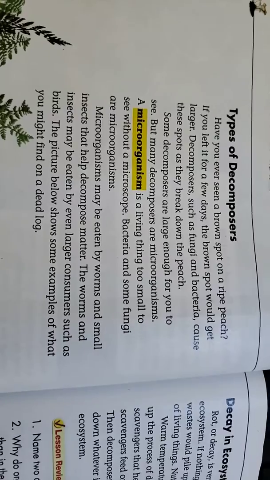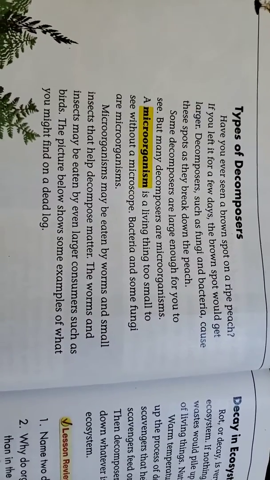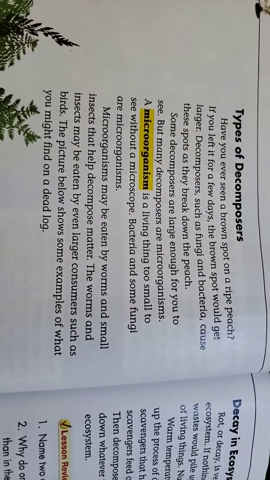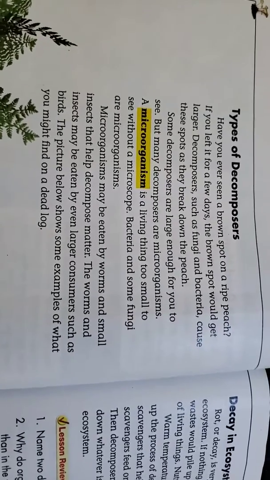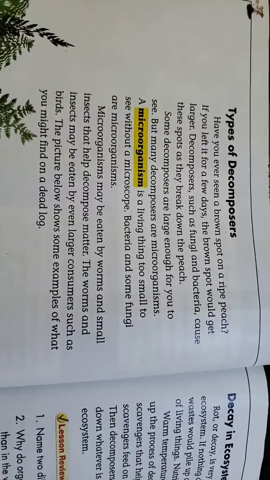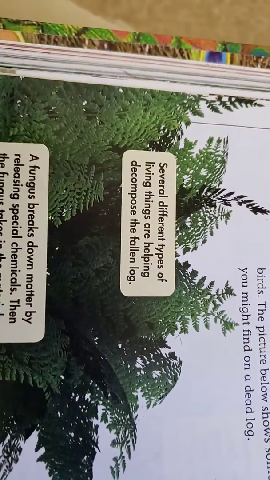Bacteria and some fungi are microorganisms. Microorganisms may be eaten by worms and small insects that help decompose matter. The worms and insects may be eaten by even larger consumers, such as birds. The picture below shows some examples of what you might find on a dead log. Several types of living things are helping decompose the fallen log.